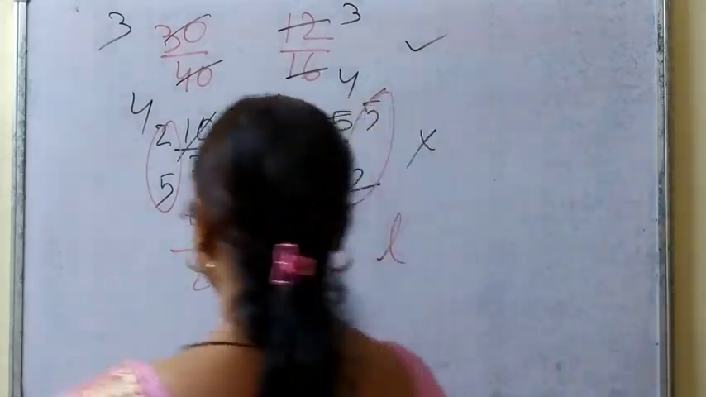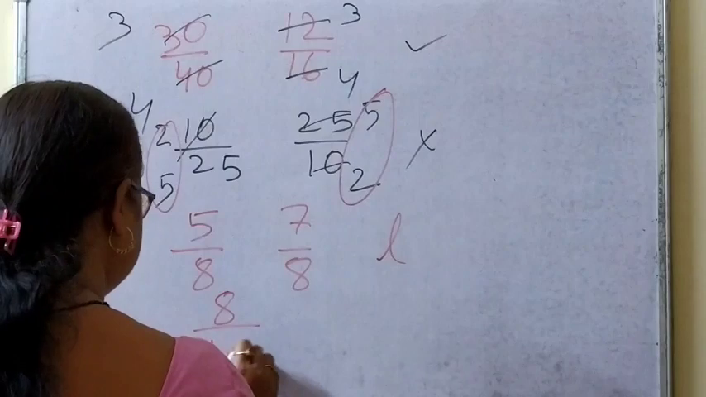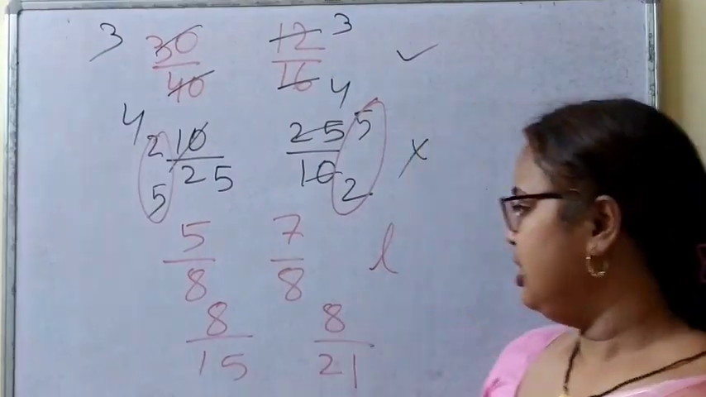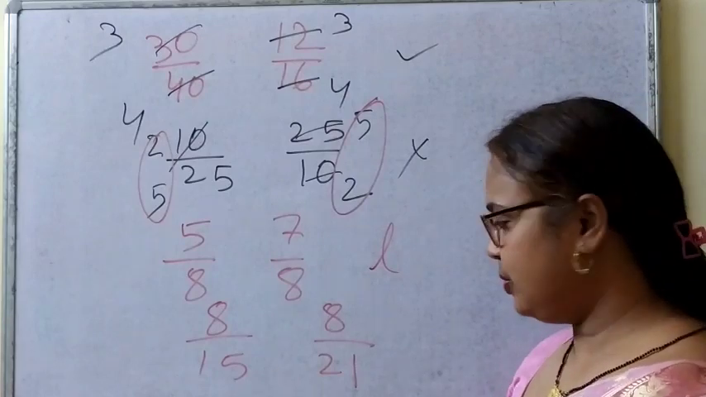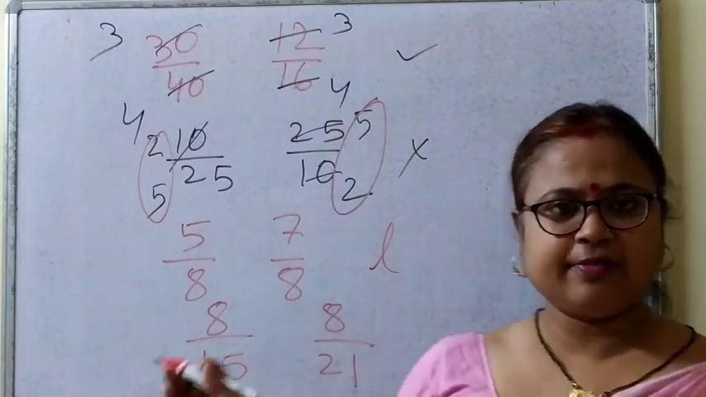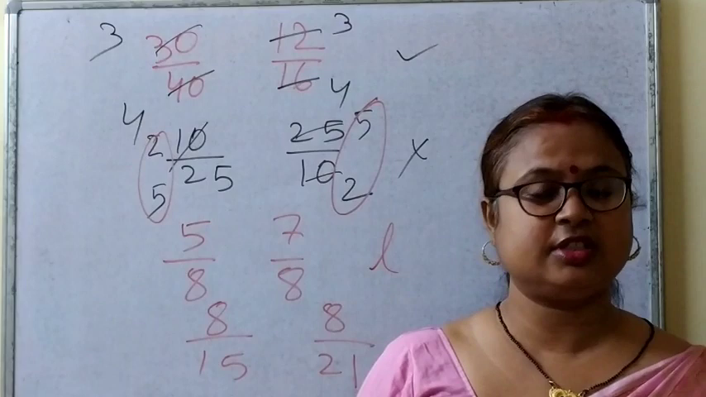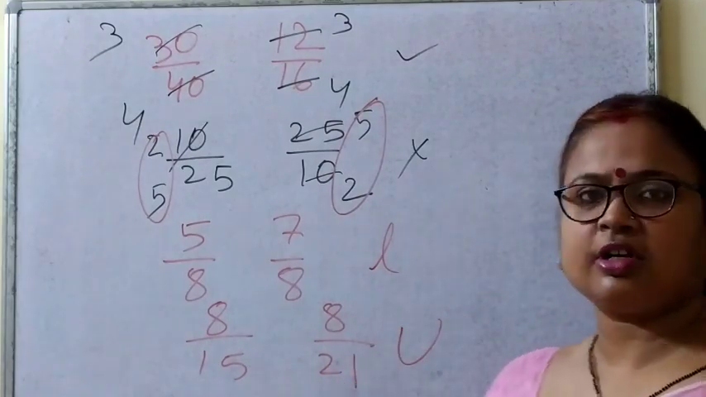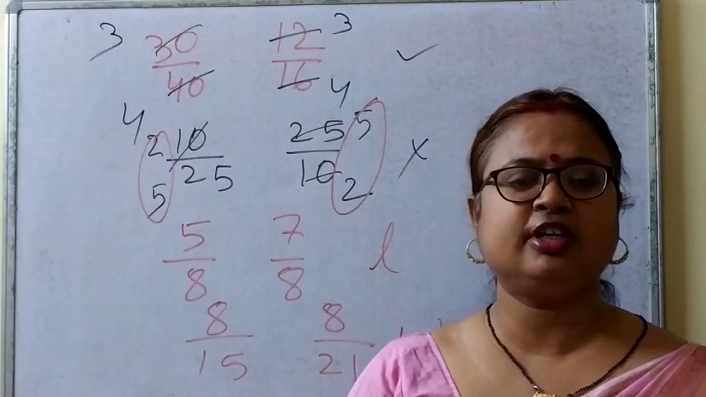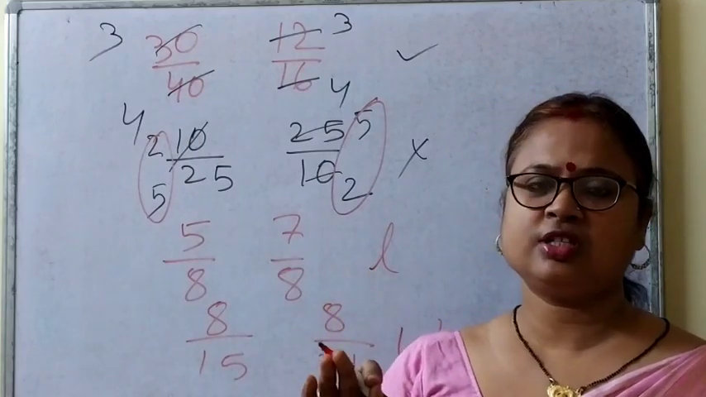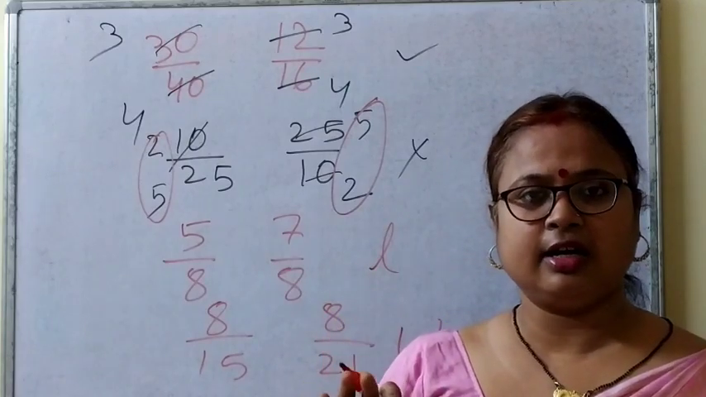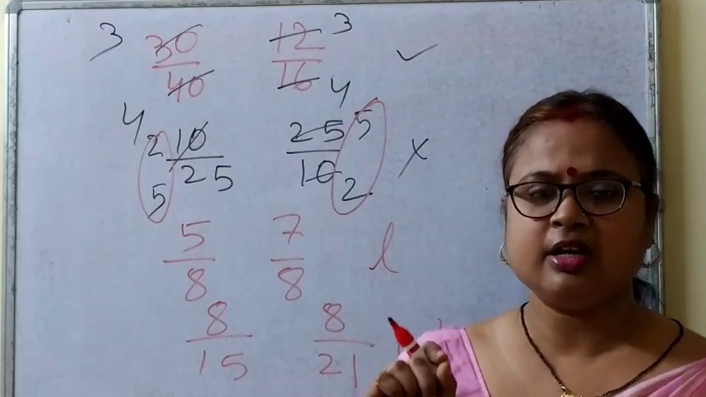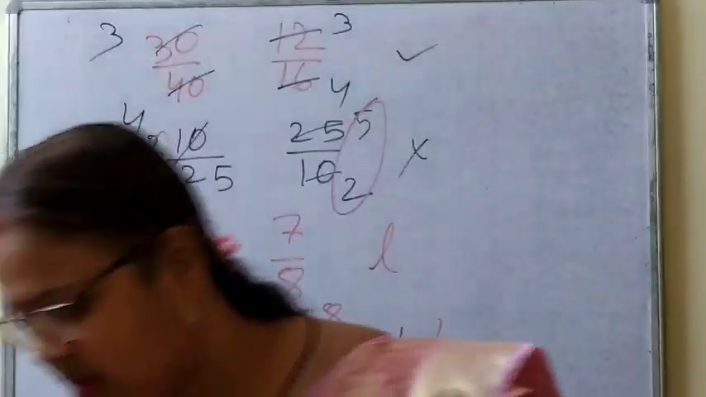Next is 8 by 15 and 8 by 21. So 8 by 15 and 8 by 21. Are they like fractions or unlike fractions? Of course they are unlike fractions. Why? Because here the denominators are different. So always remember, when the numerators are same, fractions are unlike. For like fractions, denominator should be same. Now the next step.